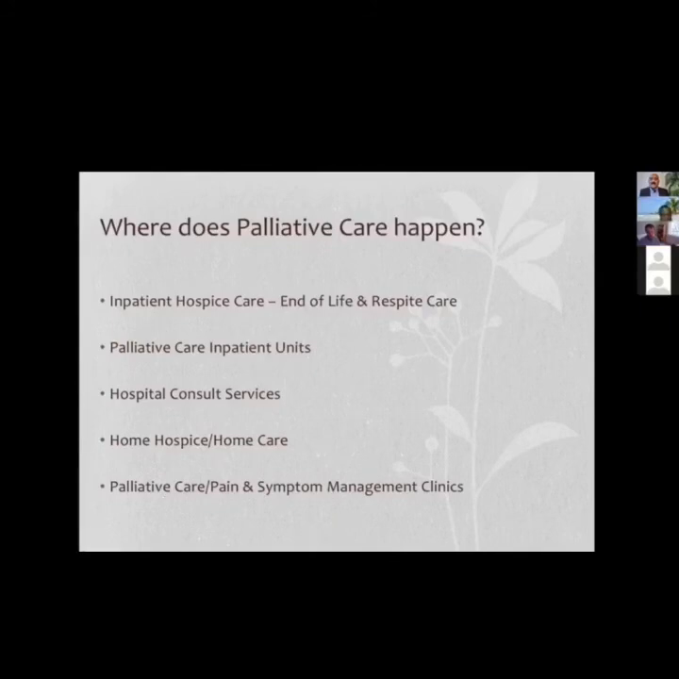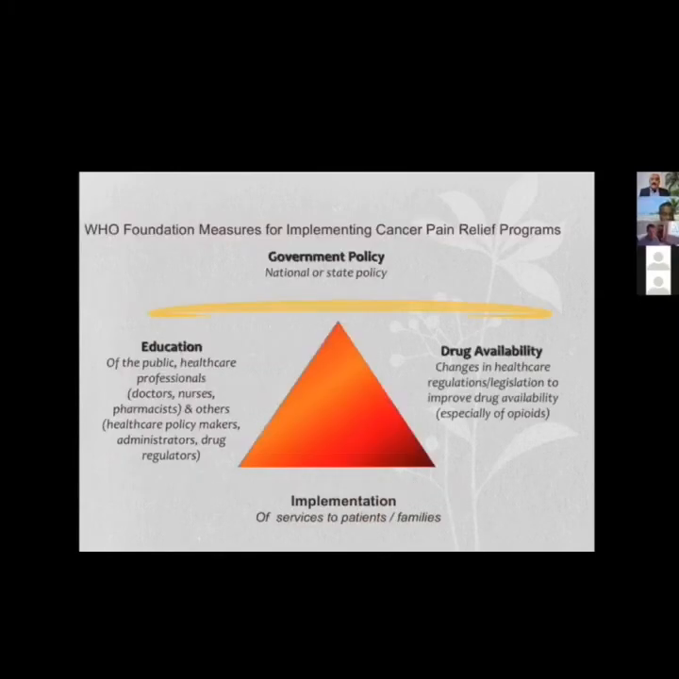And then lastly, pain management and palliative care clinics are a growing area of interest for patients that are ambulatory and able to attend clinics.